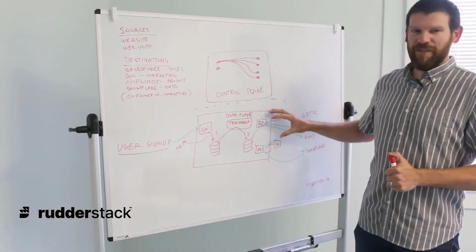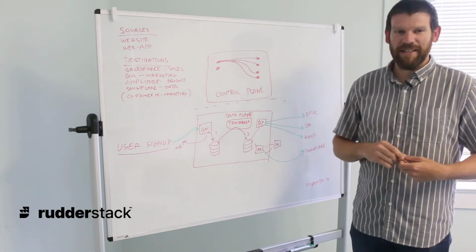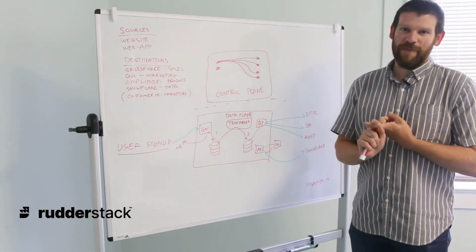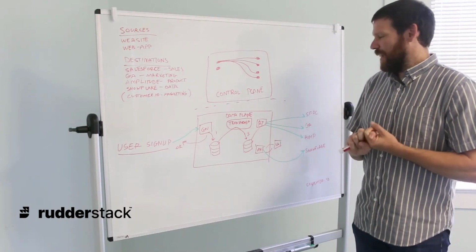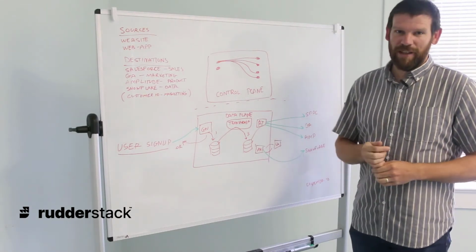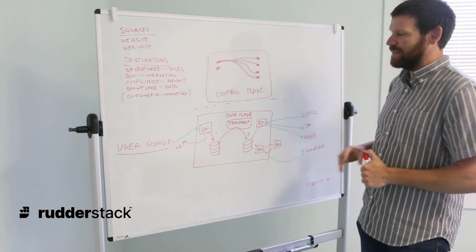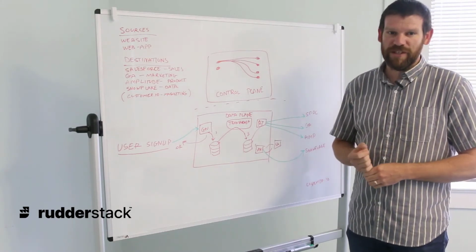So again, one of the primary benefits of this back half of RudderStack is that you're not having to manage the downstream APIs or changes to them. You're not having to deal with retry logic, and so any changes made to any of these destinations are handled automatically for you by RudderStack.